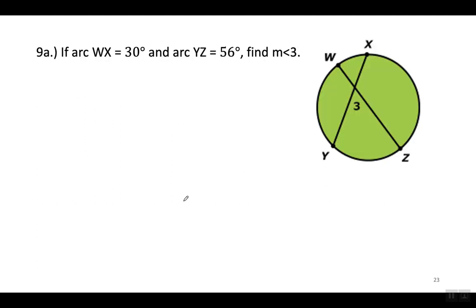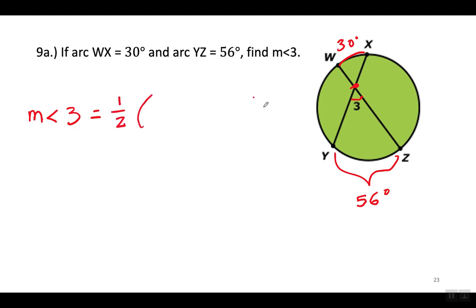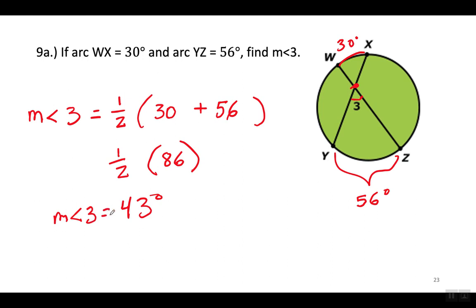Okay, question 9a. If arc WX is 30 degrees and arc YZ is 56 degrees, find the measure of angle 3. Okay, I went over this formula at the beginning of the lesson. When the vertex is inside of a circle, then the measure of the angles formed, in this case the measure of angle 3, is going to equal half of the sum of the intercepted arcs. So half of 30 plus 56. So that's going to be half of 86, which is going to be 43 degrees. So the measure of angle 3 is going to be 43 degrees.